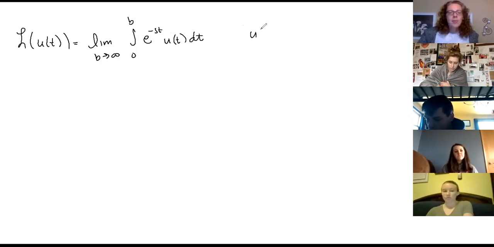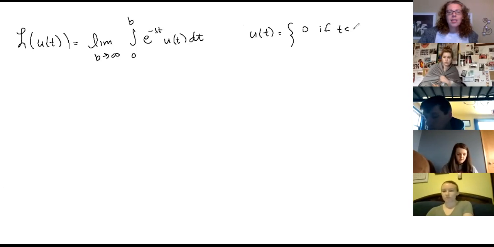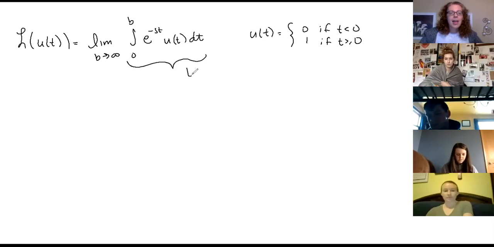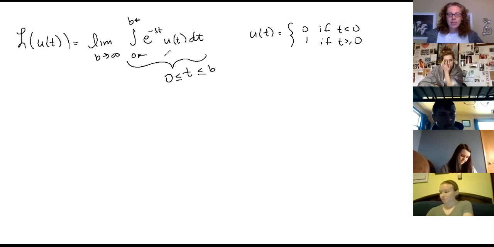Remember that here's my function: u of t is a piecewise function, so it's 0 if t is less than 0, and it's 1 if t is bigger than or equal to 0. So for this integral, I have that t is less than or equal to b and bigger than or equal to 0. That comes from your limits, from 0 to b, so t is between 0 and b because those are my limits on my integral.